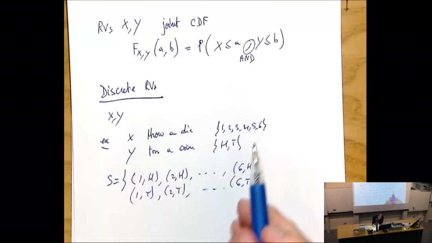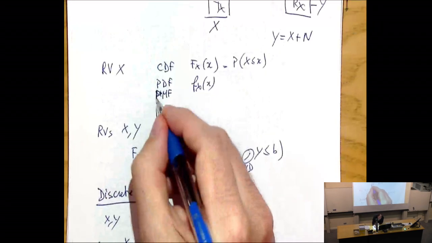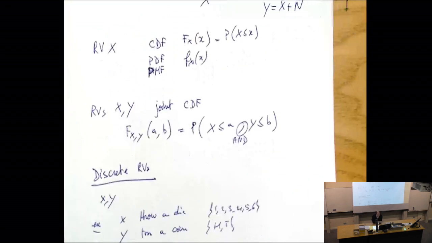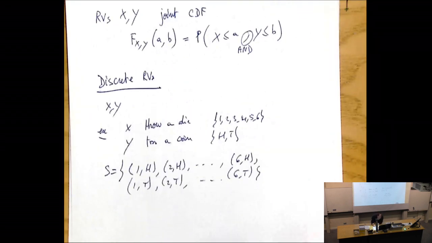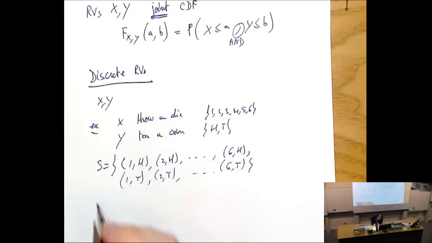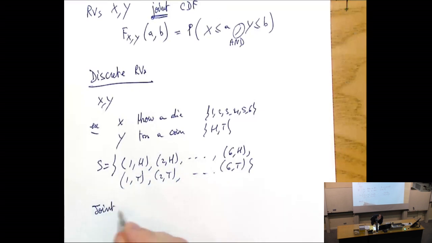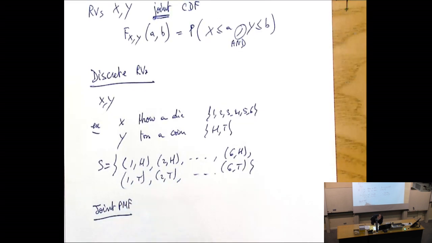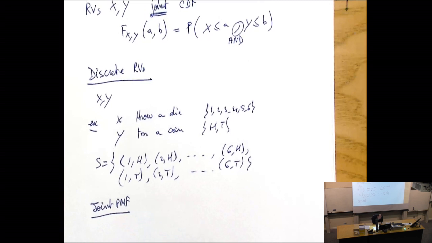Right, so we had the probability mass function when we had a single random variable. Now we can define a probability mass function when we have multiple random variables. We called this the joint CDF. Now we can call this the joint PMF. So I have a joint probability mass function. And what is this joint probability mass function? This is essentially the probability that X is equal to x and Y is equal to y.